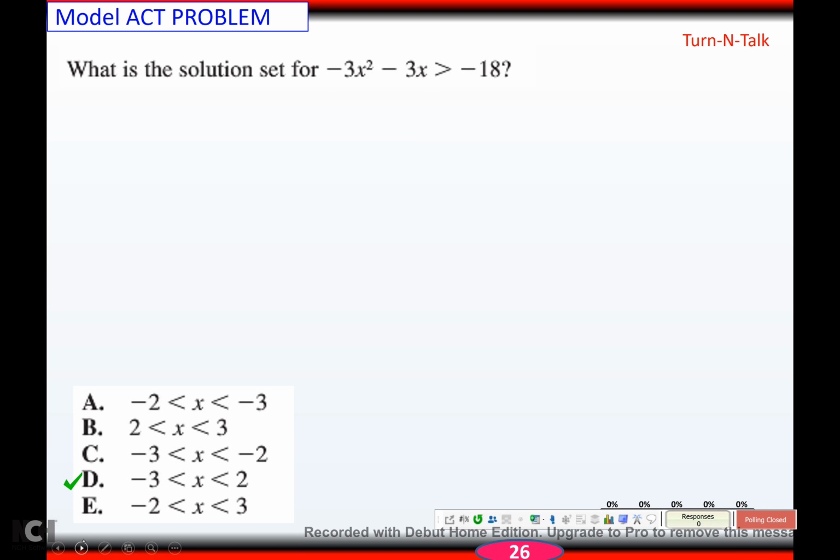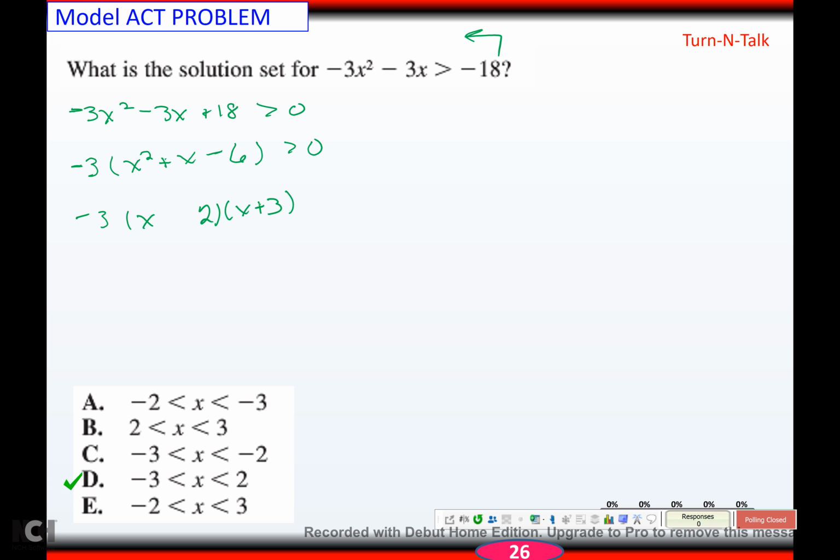All right, what's the solution set for this? Well, quadratics, I've got to get 0 on one side. So I'm going to move negative 18 over, which gives me negative 3x squared, negative 3x plus 18 greater than 0. I'm going to factor out a negative 3, which will leave positive x squared, positive x, negative 6 greater than 0. That should now be an easy factor. Factors of 6 that make 1 would be 2 and 3. Bully gets the middle. Set it to 0, so this would imply that x equals 2, and this would imply that x equals negative 3.